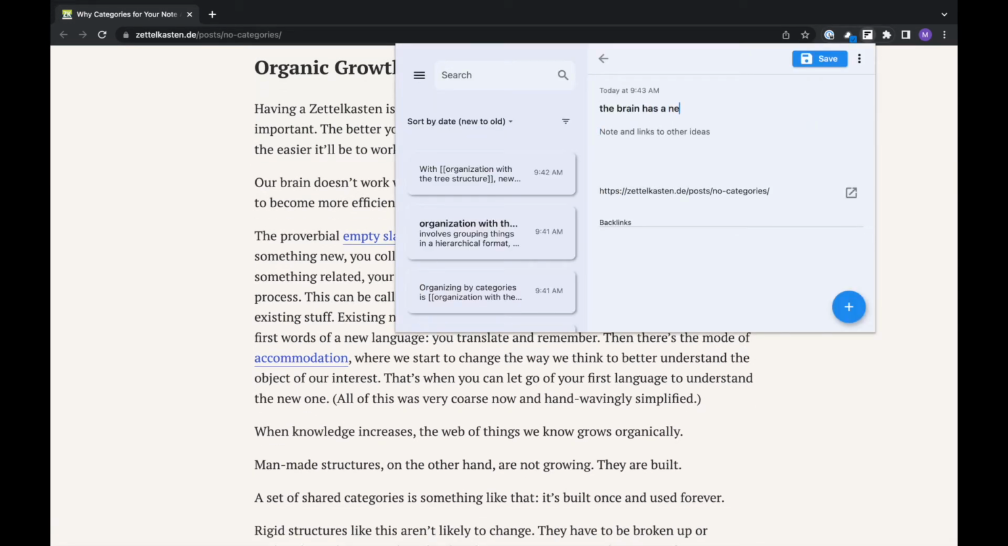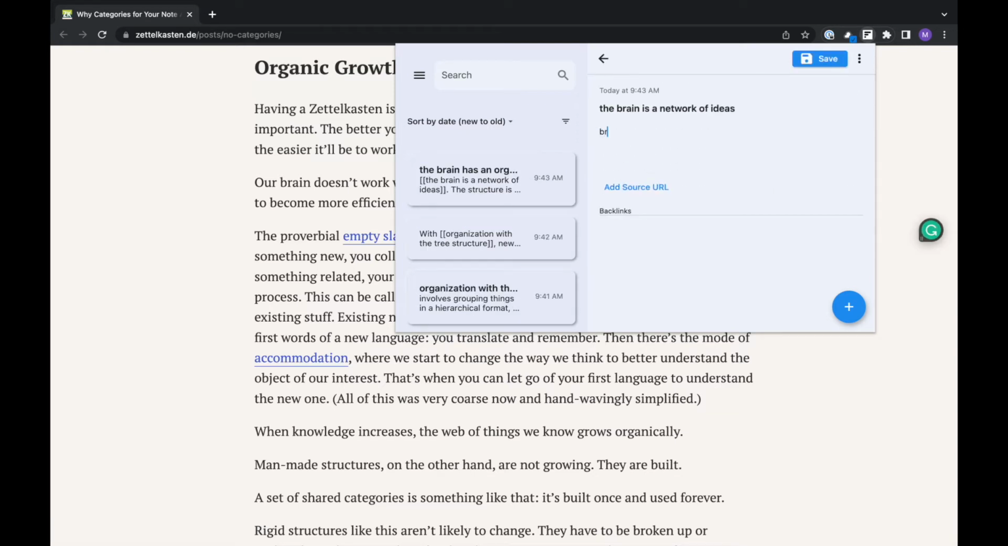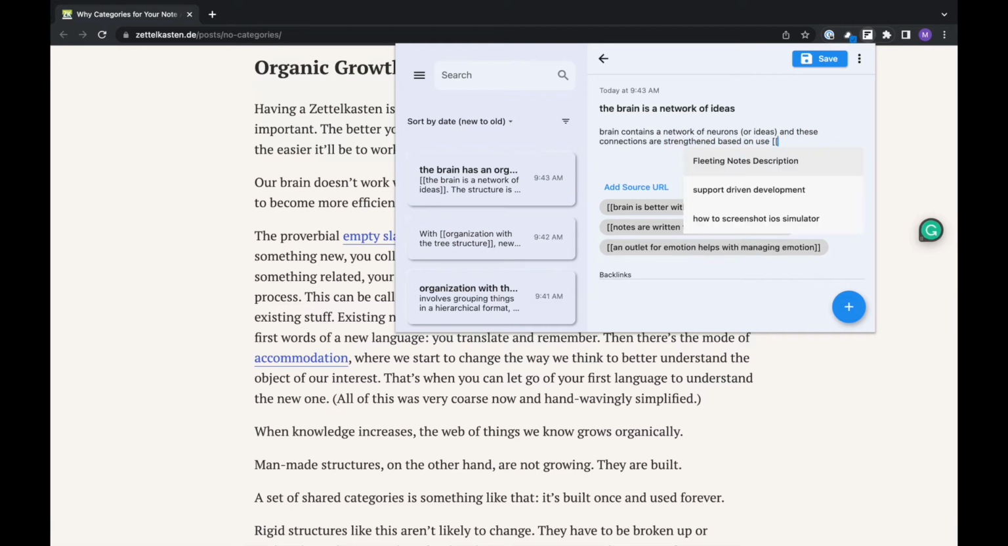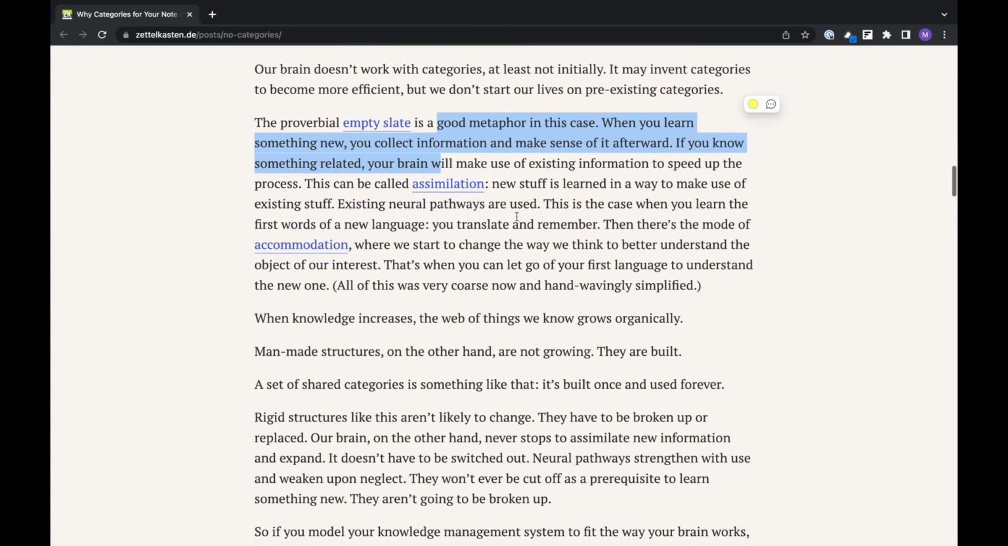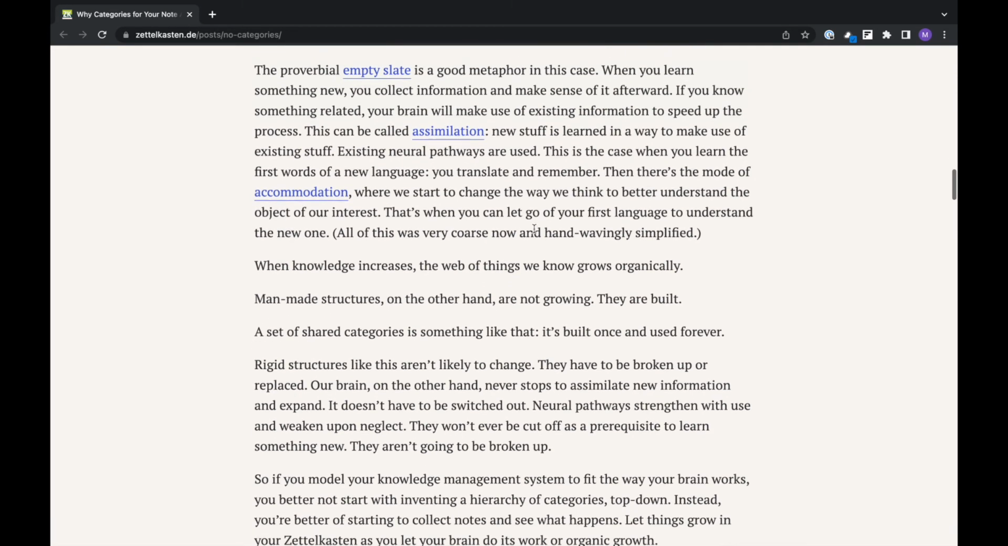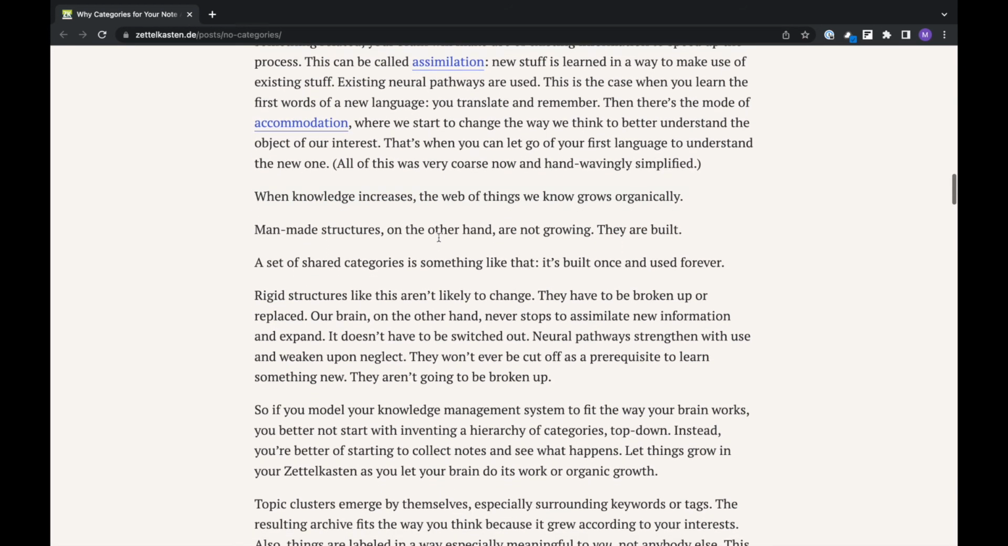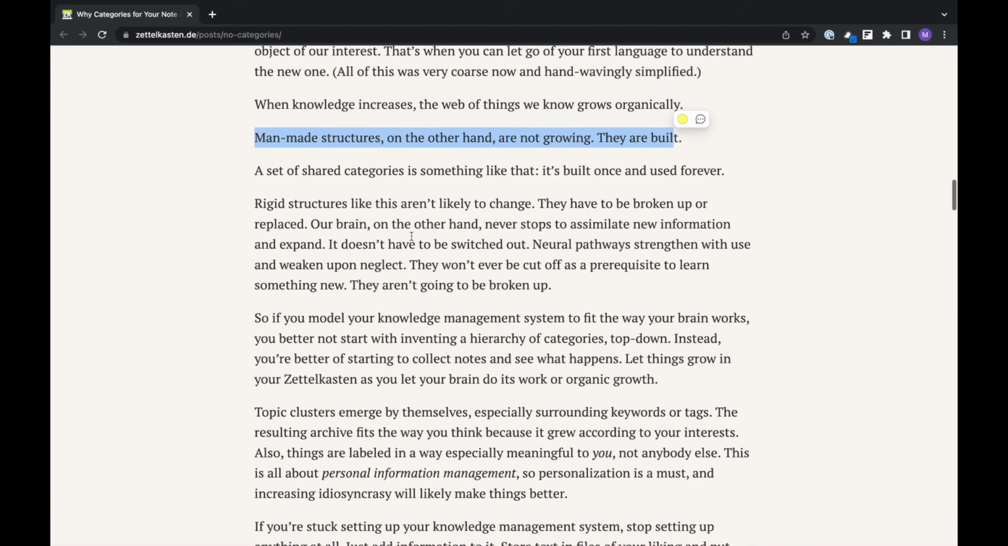I wanted to expand a bit upon that because I know the brain contains a network of neurons, and these connections are strengthened based on use. It's why if you don't use it, you lose it. So the notion that we use folders and tags to organize our notes, while our brain works with connections, neurons and ideas, these are two very different things. And that's where I feel a lot of the pain points with organization come from: we have these rigid structures and we're trying to fit something growing and organic into them. So that leads to my next point.